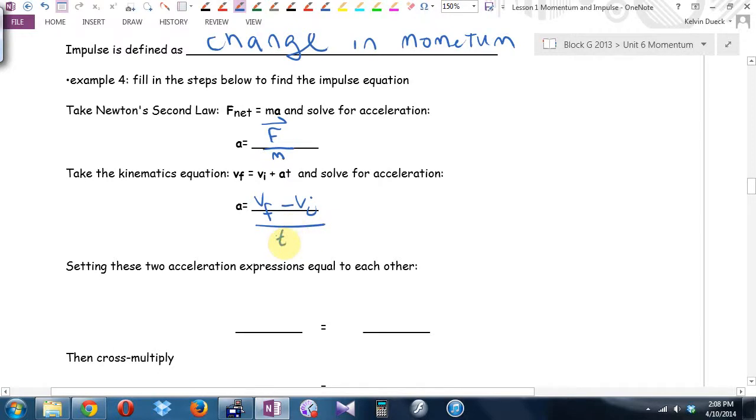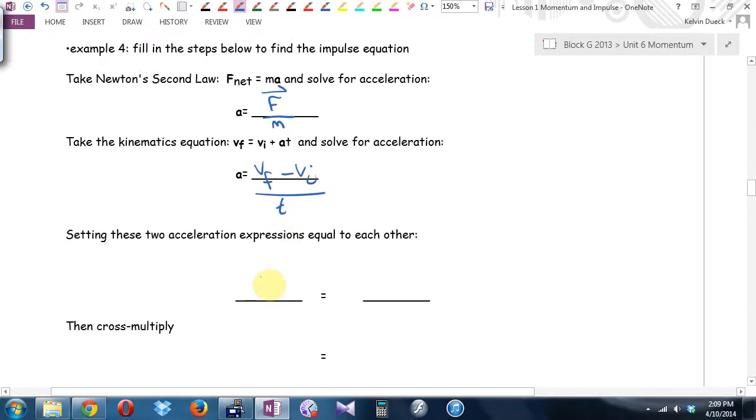Okay. Dane, can you read me the top equation? Yours, A equals what? A equals F over M. Good. Rob, can you read me your equation? A equals V final minus V initial divided by time. So yours equals acceleration, and yours equals acceleration. Then what can we say? They equal each other. We can now say that F over M is the same as VF minus VI over T.